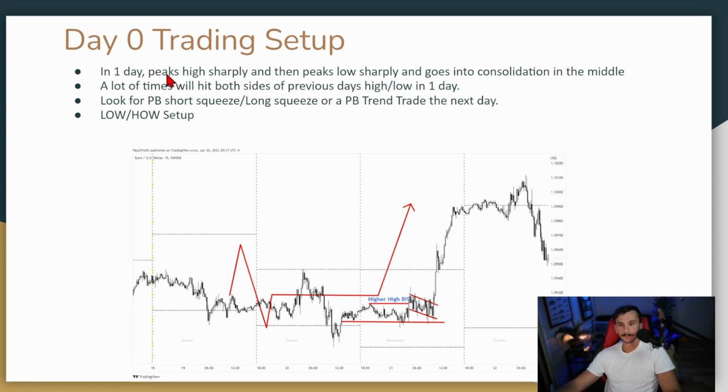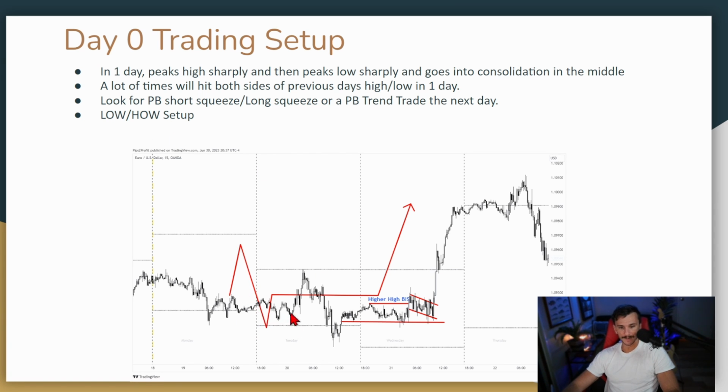In one day, you're going to find that the market is going to peak high, peak low very violently, and then pull back inside of those peaks. So within that range. A lot of times it will hit both sides of the previous day's high and low in one day. And you're looking for a parabolic short squeeze or a parabolic trend trade on the following day. This is a low of week or a high of week setup.